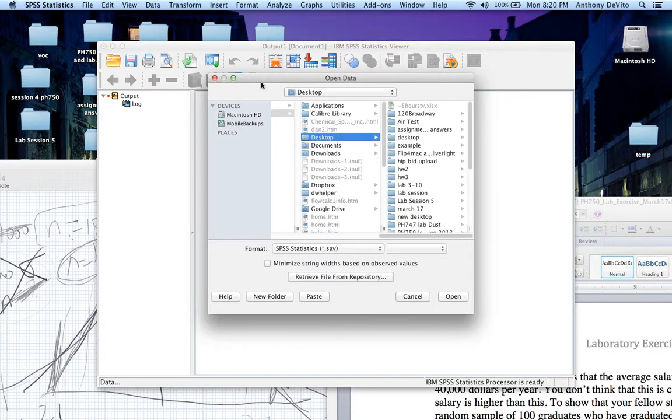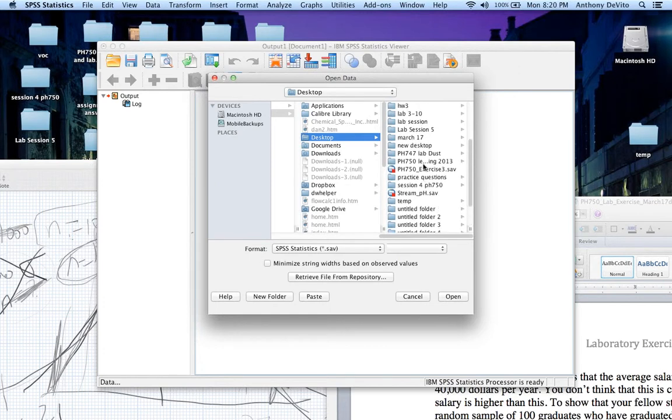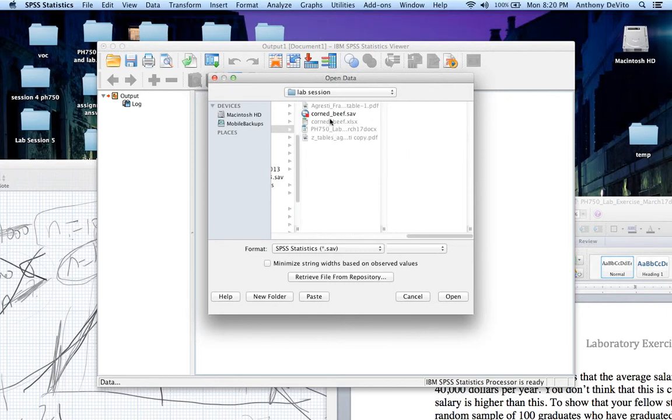Okay. So I'm going to navigate over here to the folder where I have that Excel spreadsheet, which was here. And you'll notice the only thing that's highlighted that I can actually click on right now is that SPSS file called cornedbeef.sav, which, if you are not interested in importing from Excel, you could just say open, and that would open up. But I'm interested in importing the Excel file. I can see the Excel file, but I can't open it.